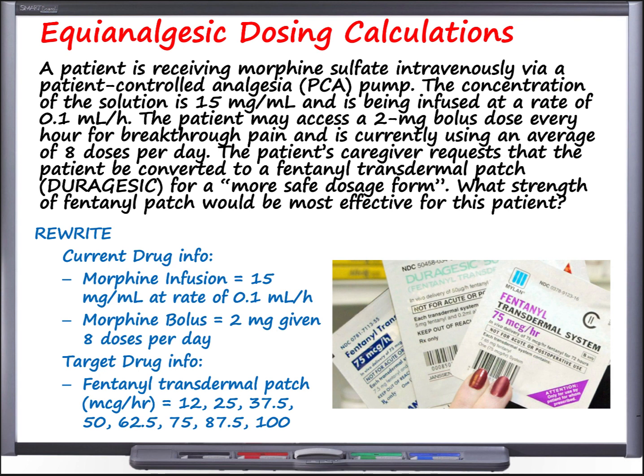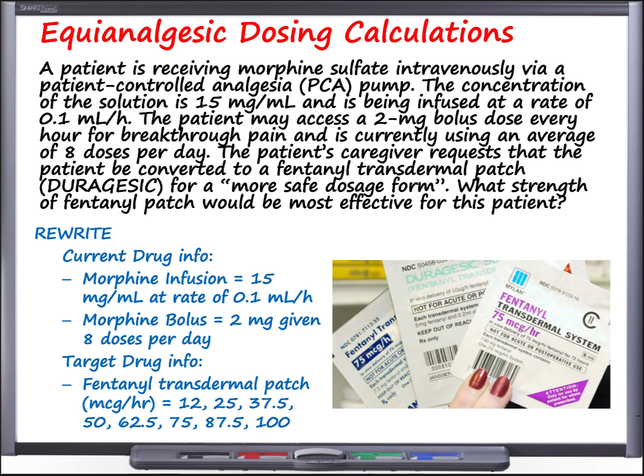So essentially, we want to go from an IV-based, patient-controlled analgesic pump therapy management that manages both continuous pain as well as breakthrough pain management using this morphine setup. And we want to convert to an equal analgesic. We don't want them to go through pain. We want to put them on a dose of fentanyl in the form of a transdermal patch that will manage the pain at the same level that the morphine has been doing.